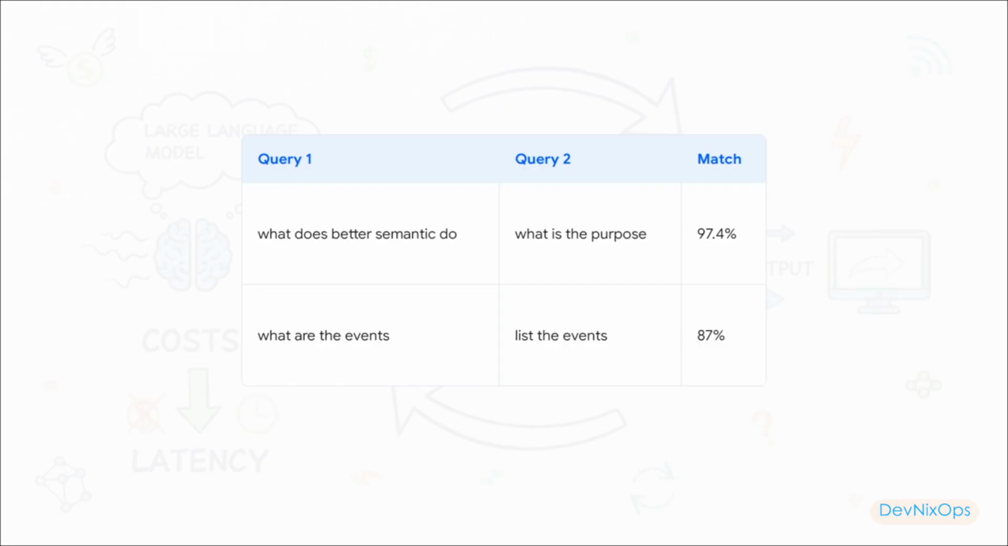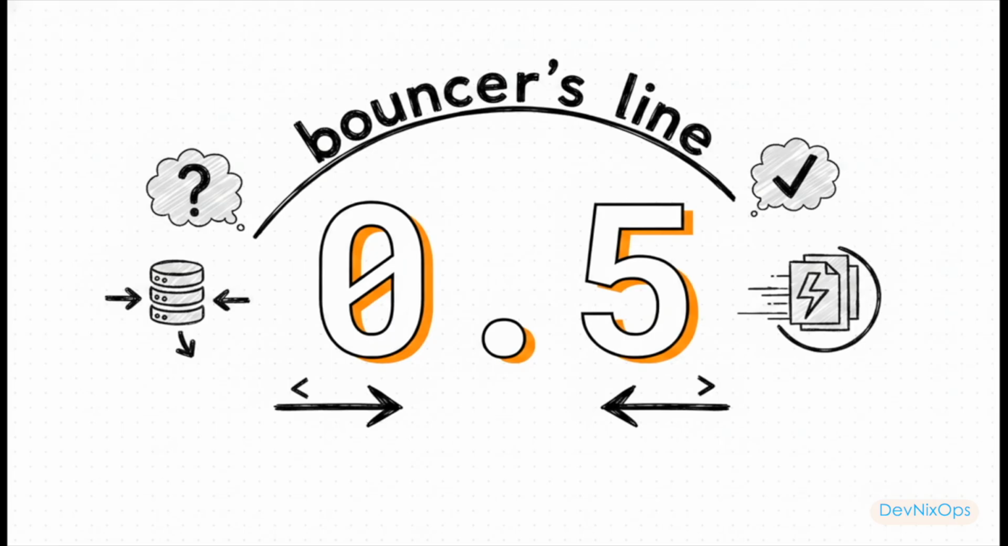Or take, "What are the events conducted in the symposium?" versus "Can you list the events happening in the symposium?" That scores an 87% match. Because these scores are so high, the bouncer lets them skip the LLM line entirely and grabs the answer straight from the VIP lounge, the cache. But where exactly does the bouncer draw the line?